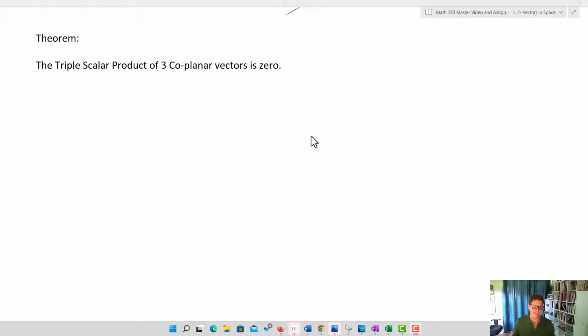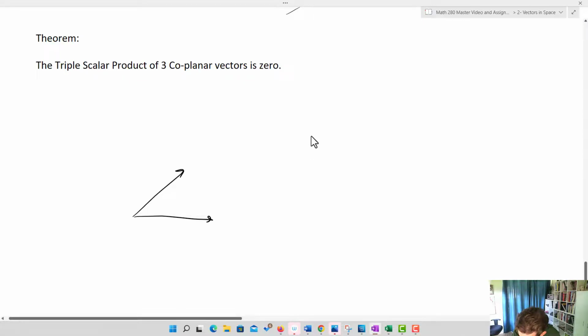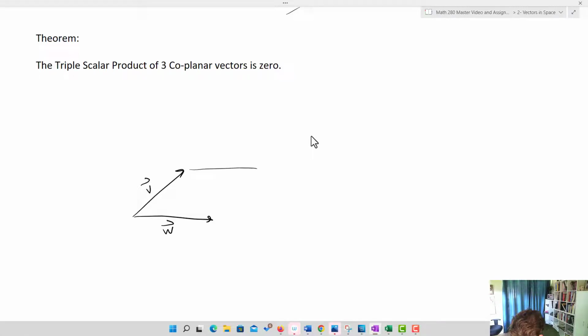All right, so we've got a theorem: the triple scalar product of three coplanar vectors is 0. Now remember that the triple scalar product is the volume of the parallelepiped. Those two things are the same. So let's imagine that I've got two vectors, v and w. Once again, I've got v, I've got w, and we're going to imagine that they create this parallelogram, and we're going to have u on the same plane as that parallelogram. Let's say u goes right in through here. Doesn't really matter where it goes.